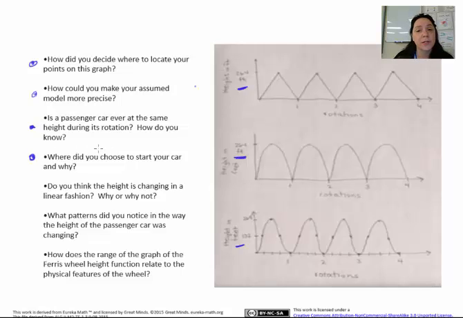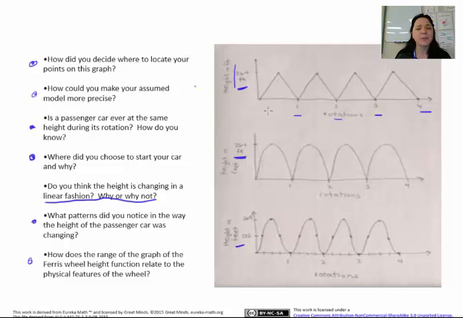They were asked where they chose to start their car and why, and reasonably, most students had started their car at the bottom where the Ferris wheel loaded, because that is where the ride starts from their point of view. They're asked to consider whether the height is changing in a linear fashion, and why or why not, what patterns they noticed in the way that the height of the passenger car was changing, and how the range of the graph of the Ferris wheel height function might relate to the physical features of the wheel. In the initial exploration, students were asked to consider 4 rotations, so many listed the rotations along the horizontal axis, and the height, of course, on the vertical axis.